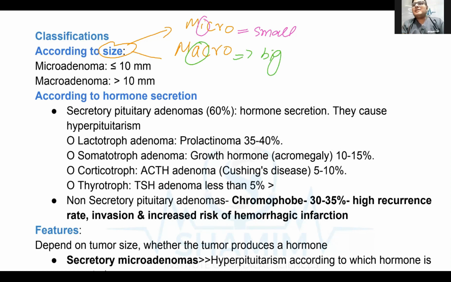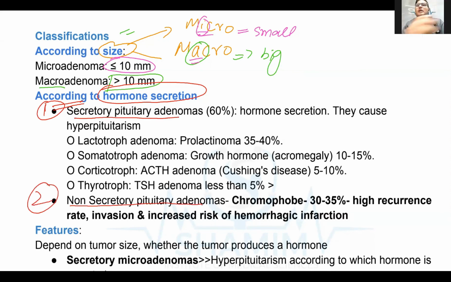So when it is micro, it will be small, less than 10 millimeter in size. When macro, it will be big, greater than 10 millimeter. So this is on the basis of size, microadenoma and macroadenoma. Next is on the basis of hormone secretion. We divide into number 1, secretory pituitary adenomas, and number 2, non-secretory pituitary adenomas. So we discussed the size classification and next is the hormone secretory classification.